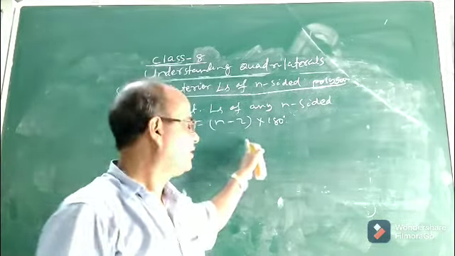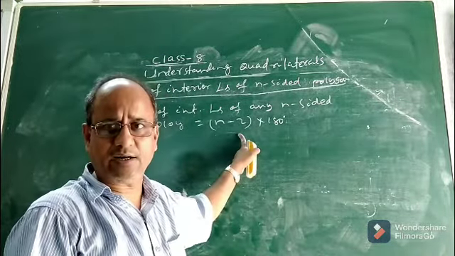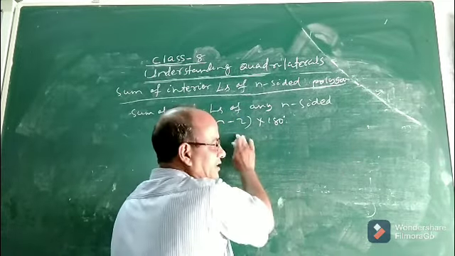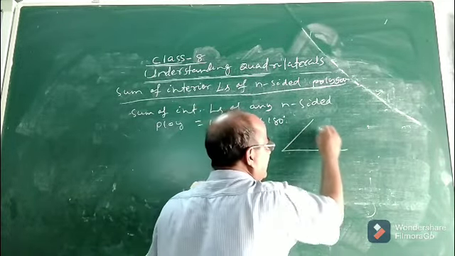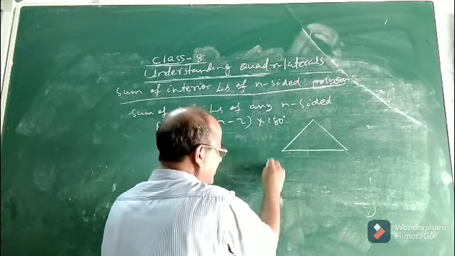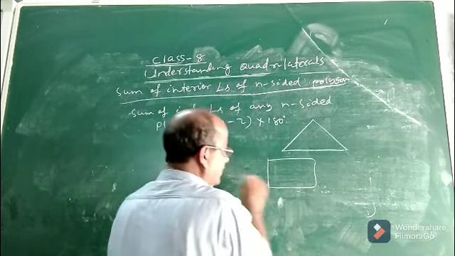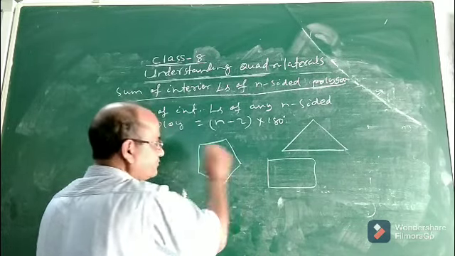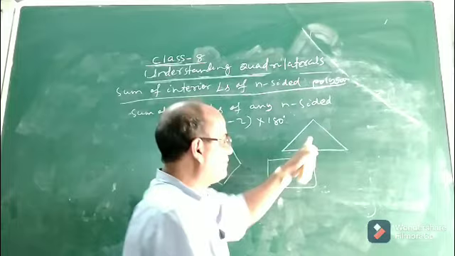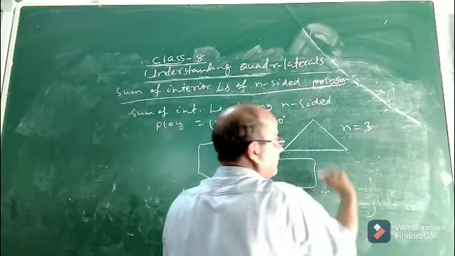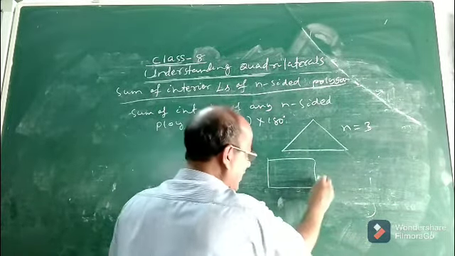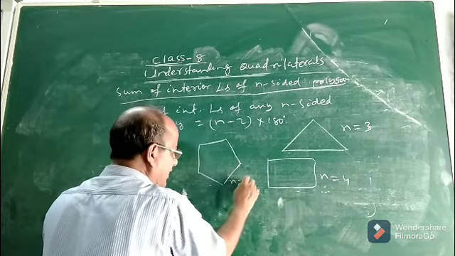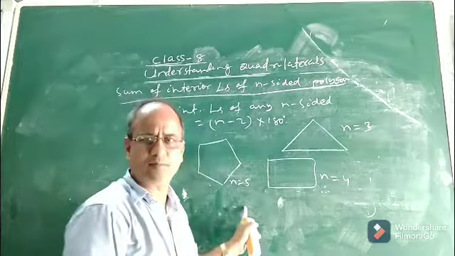So how will we know that it is true? Let us see children whether this formula is true or not. Consider a triangle. Now consider a quadrilateral. Just try to understand. Consider a pentagon. Children, in case of triangle, what is the number of sides? Here it is 3. In case of quadrilateral, n equal to 4. In case of pentagon, what is the value of n? N means number of sides. Number of sides is 5.